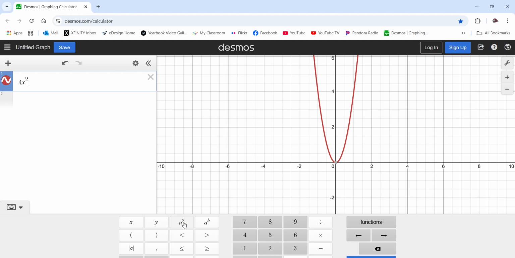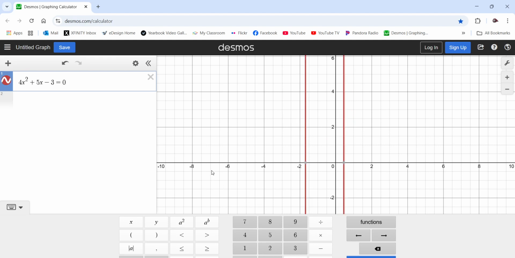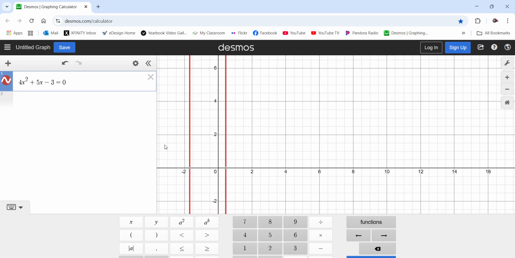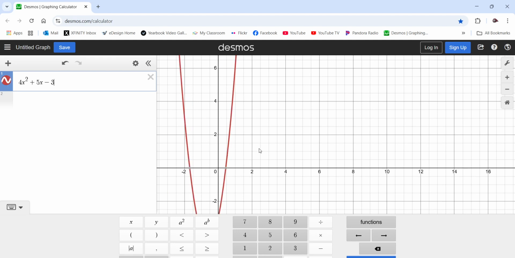All right, let's continue with this. Plus 5x, plus 5x minus 3. All right, and let's set it equal to 0. Setting it equal to 0 does weird things to it. It shouldn't really look like that. Let's not set it equal to 0. Oops. Let's just do that. There we go.